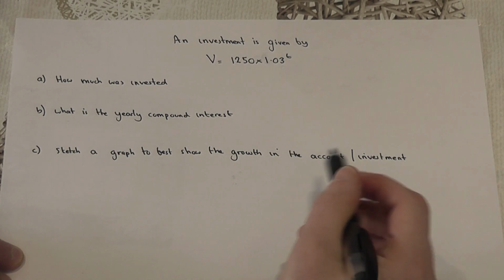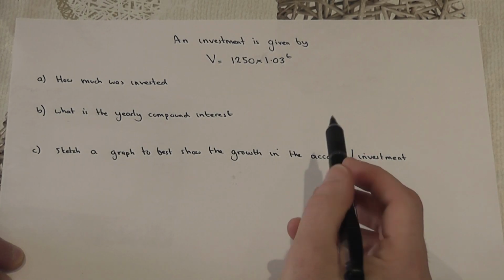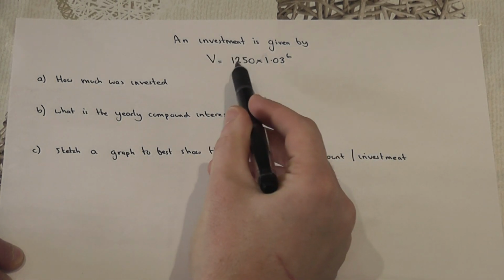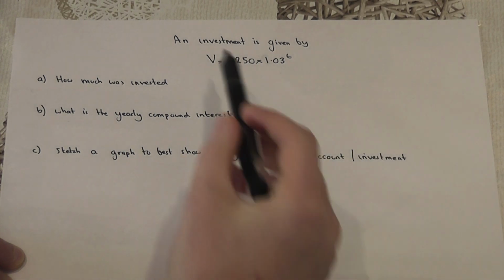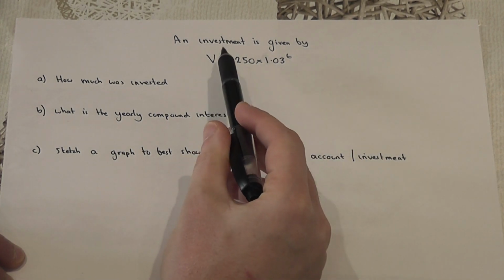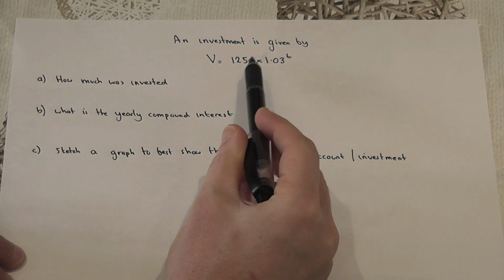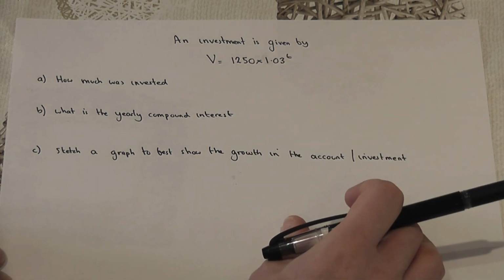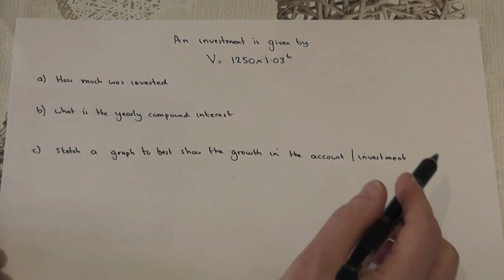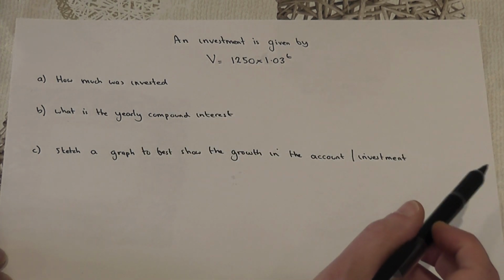This example reviews formulae of the form v equals a number times by some ratio to the power of t. In this case, the value of an investment is given by 1,250 times by 1.03 to the power of t. And there are three quite quick questions to answer in relation to this.